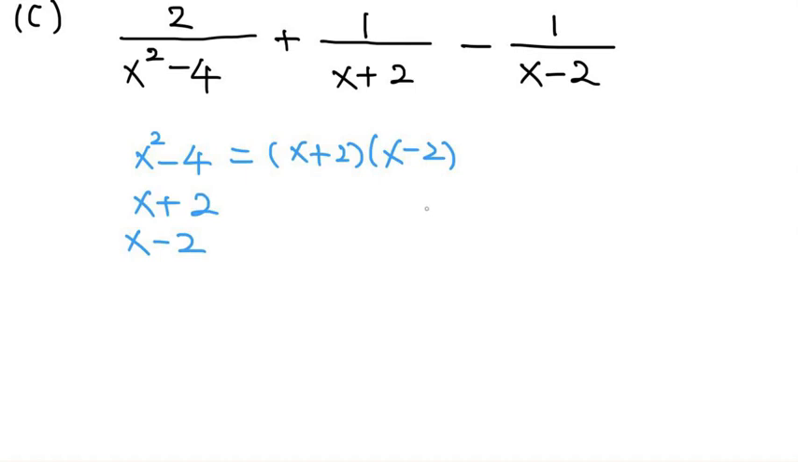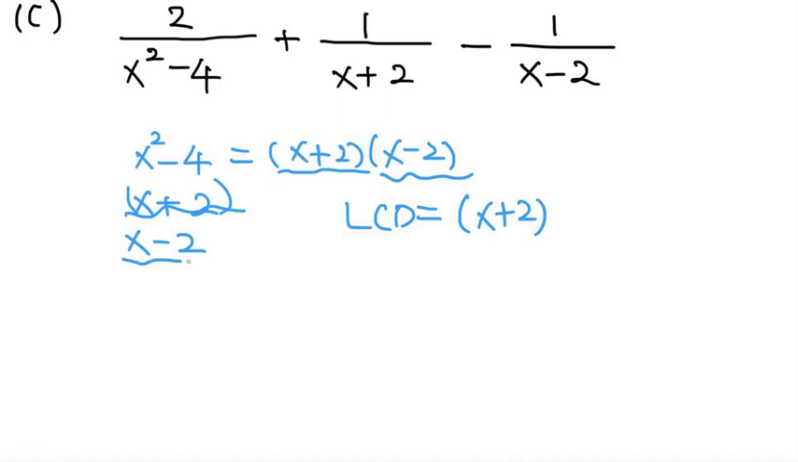So the least common denominator is the product of everything. So here we have x plus 2 and the same factor of x plus 2 in the second denominator. So let's use it just once. And x minus 2 and x minus 2, we take the product of them. So now we have everything here. X plus 2 times x minus 2 is the same as the denominator of the first term. But it also contains the denominator of the second term, and also the denominator of the third term. So now let's use this LCD to add up these expressions.